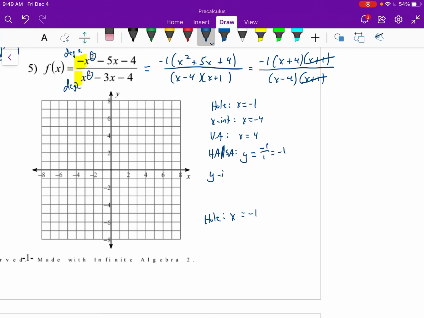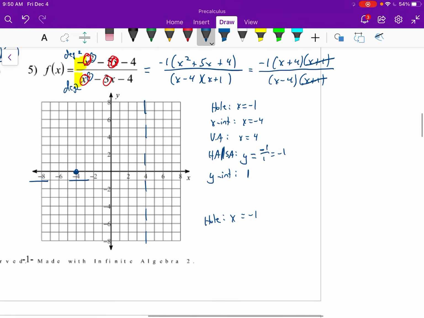And the y-intercept. The y-intercept is what we get when we plug in 0 for x. So let's put in 0 here, 0 squared, minus 5 times 0 is 0, 0, and 0. So we have -4 over -4, and the y-intercept is 1. Let's go ahead and plot these things. We have an x-intercept at -4, vertical asymptote at 4, horizontal asymptote at y equals -1. And we have a y-intercept at 1.